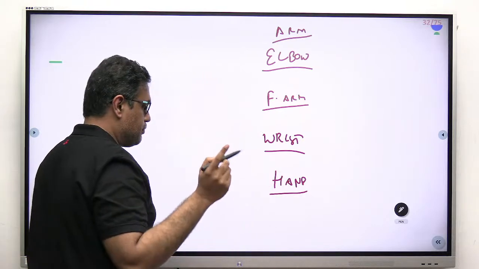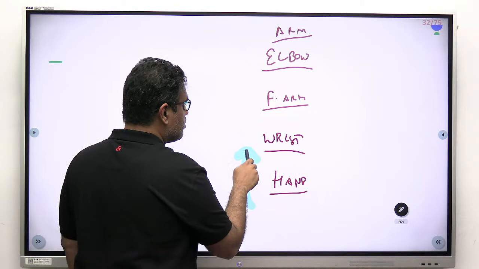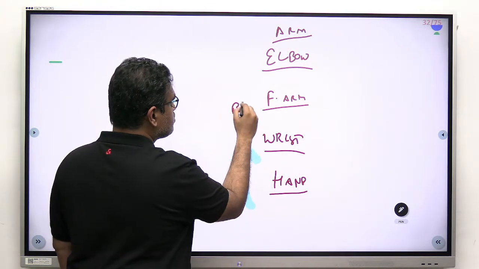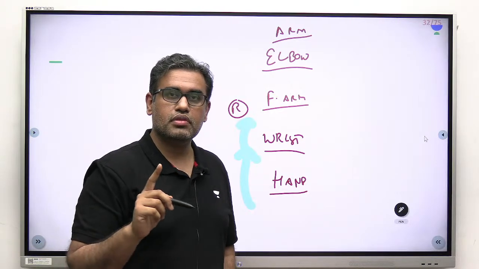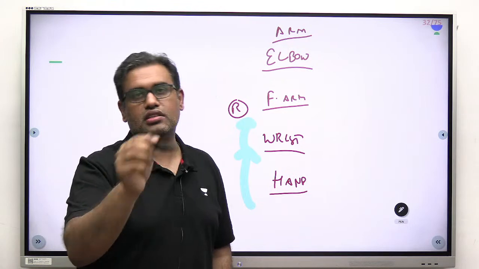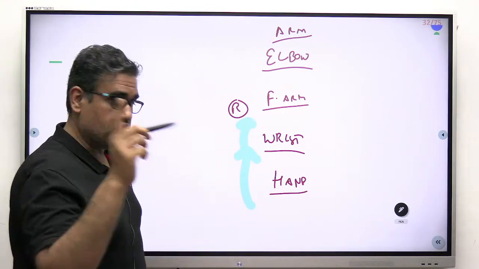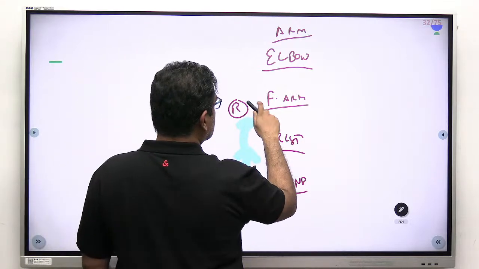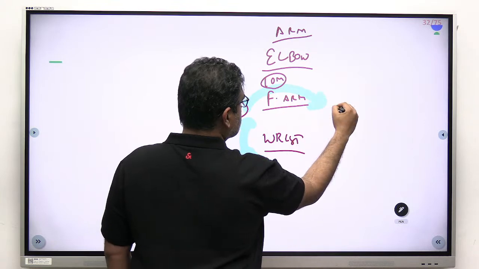Elbow, we can also write the arm over here. Now see what happens: when the weight is transmitted from hand to wrist into the forearm, it is basically the radius bone which will receive the weight, because the radius bone is a major part of the wrist joint, not the ulna. Ulna does not actually participate in the wrist joint. So now the weight has been transmitted to the radius. Now in the forearm, it is via the interosseous membrane that the weight is transmitted to the ulna.